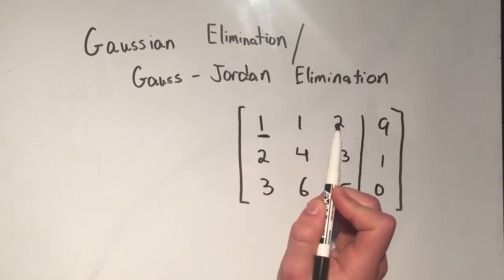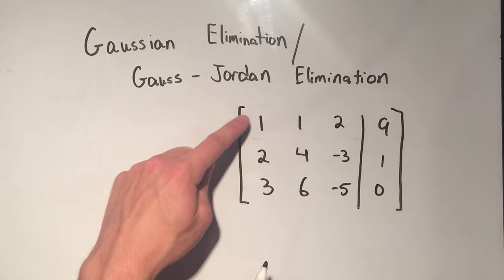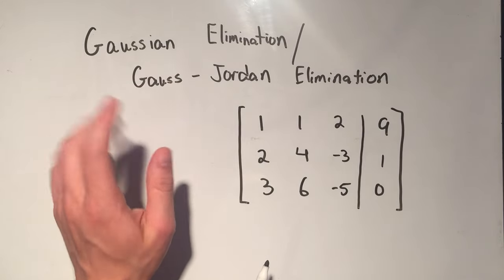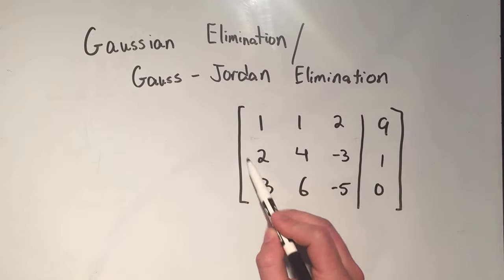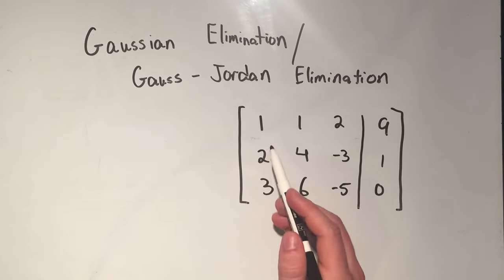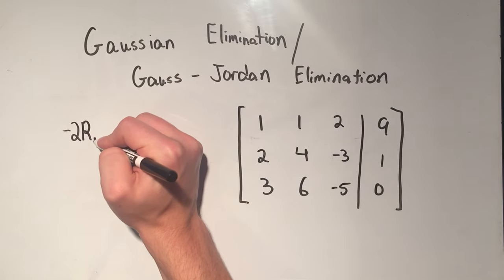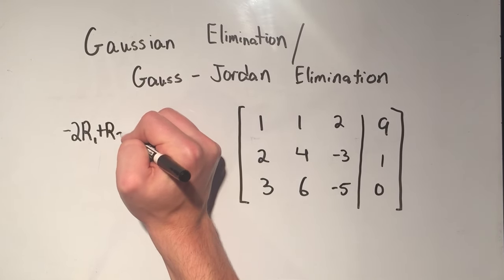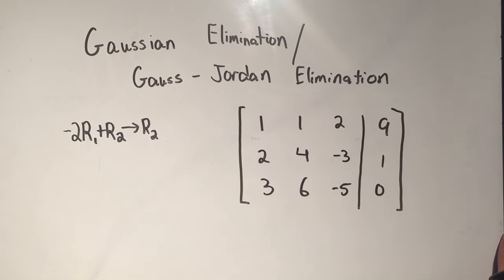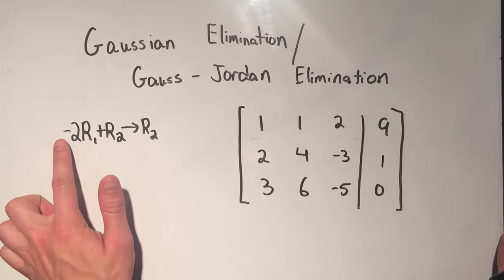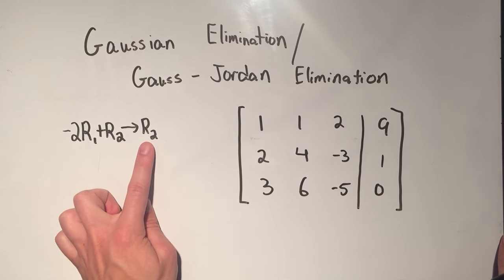Right here, I already have a 1, so there's nothing to do, but I want zeros underneath it. So I need to add my first row in some way so that I'll get a 0 underneath it. Since this is a 1, I need to get rid of this 2, so I'm going to do minus 2 times row 1 plus row 2, which becomes my new row 2. This is the notation that you're going to use. It says I have minus twice row 1, and I'm adding that to row 2, and that becomes my new row 2.